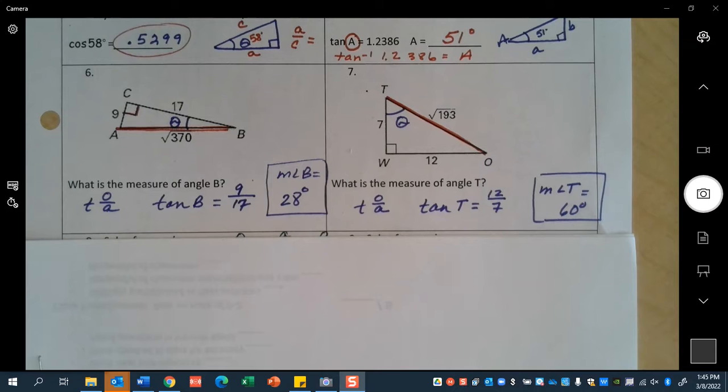Last class said we didn't do anything that involved hypotenuse because we didn't like that radical. So that's why they went with tangent. How many of you chose tangent because you didn't like the radical? I'm okay with that. Avoid the radical if you can.